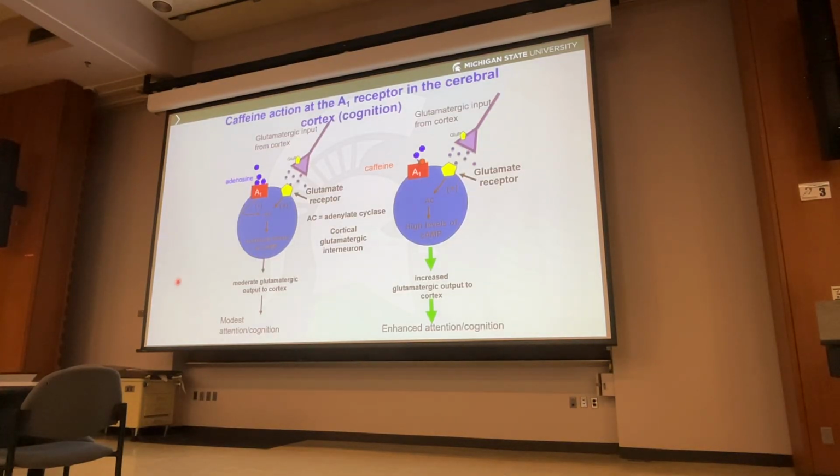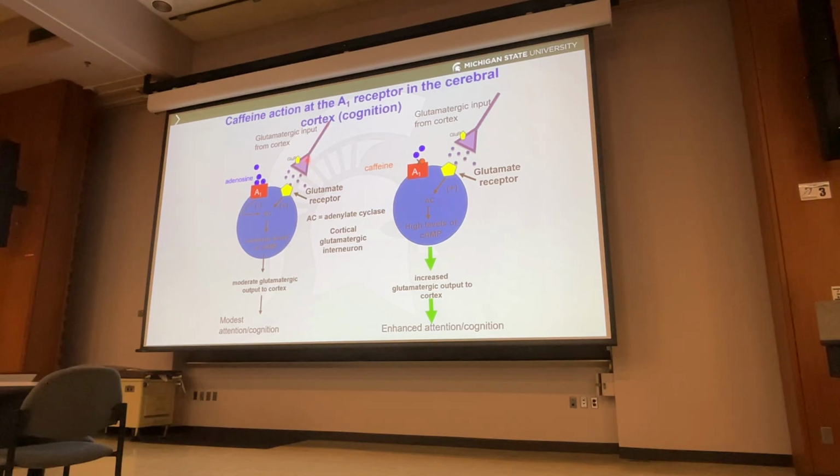Okay, so a better look at the effect of caffeine here. On the left is the endogenous effect within our body with no stimulation. On the right is the effect with caffeine. The blue circle here is a glutamate interneuron within the cortex. What we're looking at here is the effect on cognition, within the cerebral cortex. The effect of caffeine on cognition will be something like this.